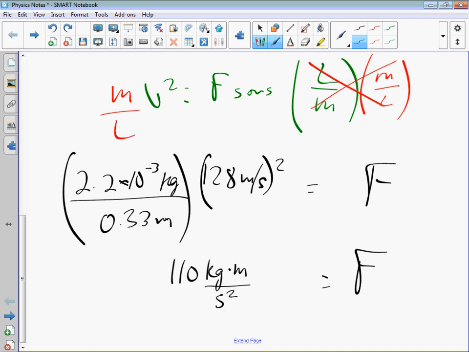Well, kilogram times meter per second squared is equivalent to the Newton. So 110 newtons would be the amount of force that you would need to apply to make it move that fast. If you cranked it down, applied more force, it's going to go faster. If you loosen it up, apply less force, it's going to go slower.